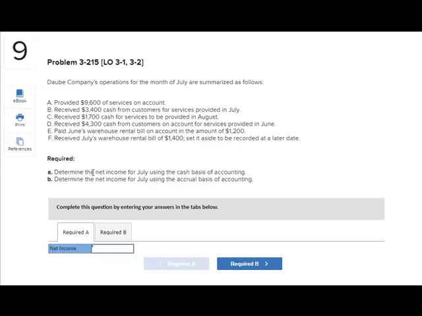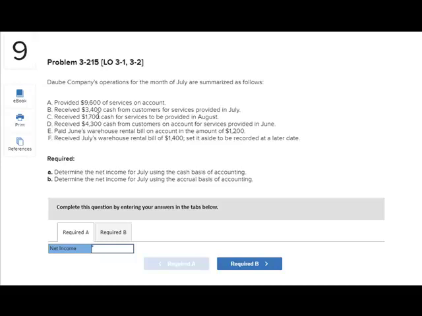But it's still a good exercise to do this so that you can clearly see the difference between cash basis accounting and the method that we are learning, the accrual basis. So to answer A, we'll go through these one by one. Here, where we provided services on account, we would not include this revenue because we have not yet received it in cash. However, we would count this as revenue because we're getting this cash.